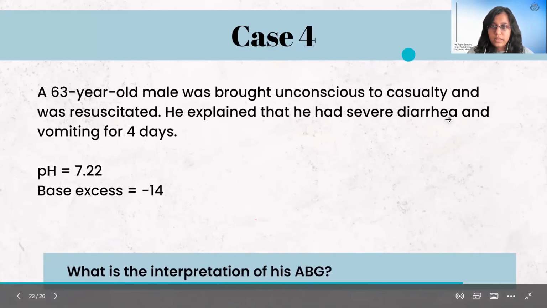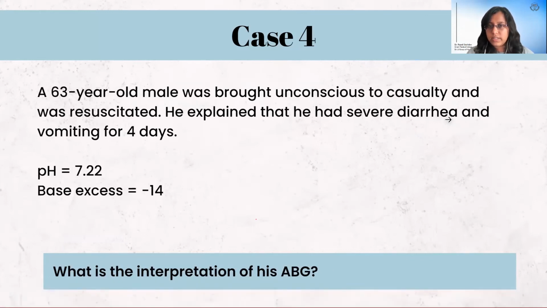ओके। केस 4, 63-year-old male was brought unconscious to casualty and resuscitated. उसने हिस्ट्री दिया: severe diarrhea and vomiting for 4 days, pH 7.22, base excess -14. What is your interpretation? Metabolic acidosis. ओके, anyone else has a different answer? Metabolic acidosis. ओके, एक metabolic acidosis, anyone else wants to?